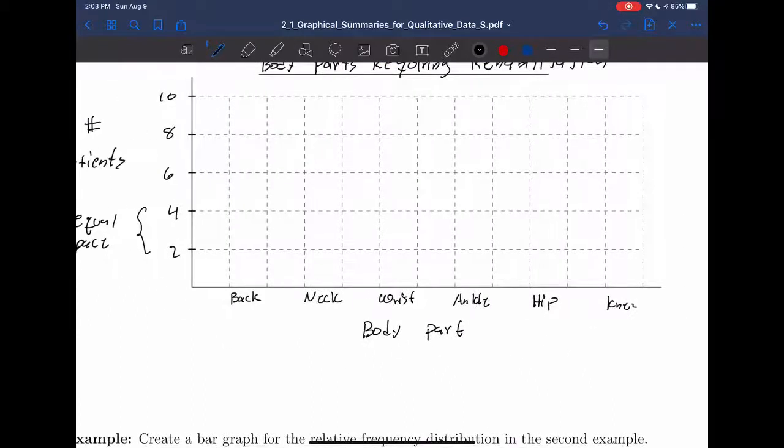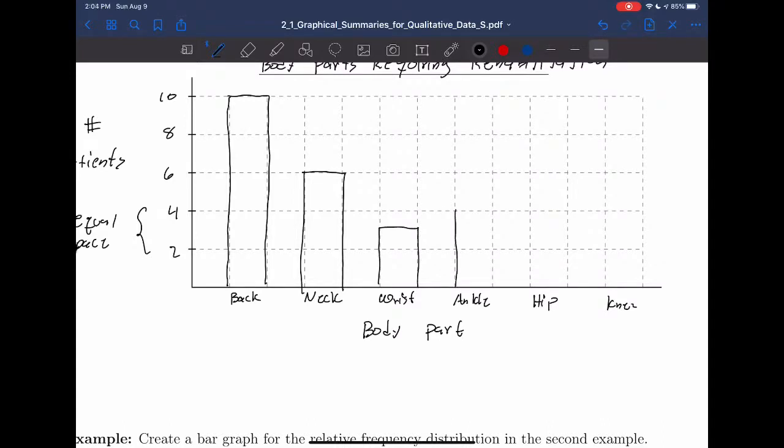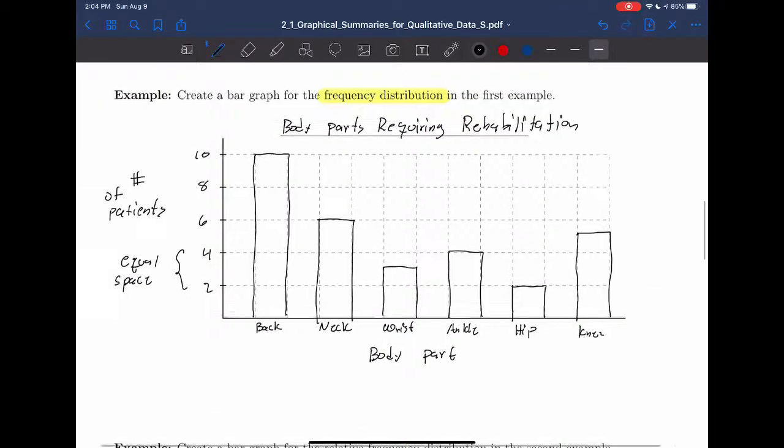Okay, so let's actually draw our bar graphs. Here, we know back there were 10 that show up in our data set, so we go up to 10. For neck, there were 6. For wrist, there were 3. Ankle, there was 4. Hip, there were 2. And knee, there were 5. And this is how you draw a bar graph.